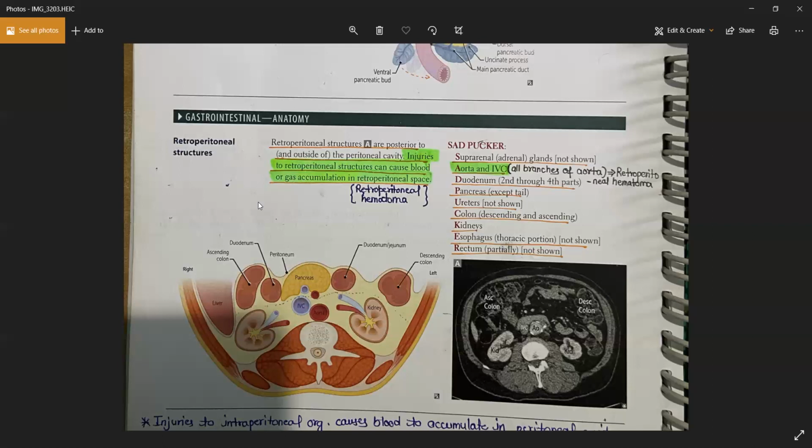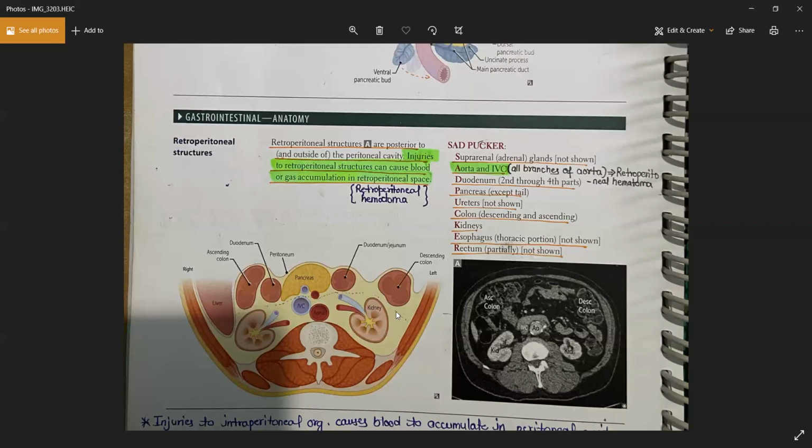So in a scenario whenever the blood supply to these organs gets compromised or some kind of hemorrhage occurs, then you will always get a retroperitoneal hematoma. Whenever a blood vessel supplying these organs is ruptured, you will always get the retroperitoneal hematoma.